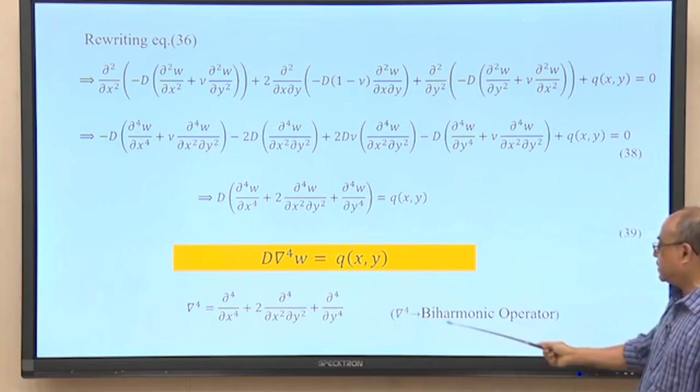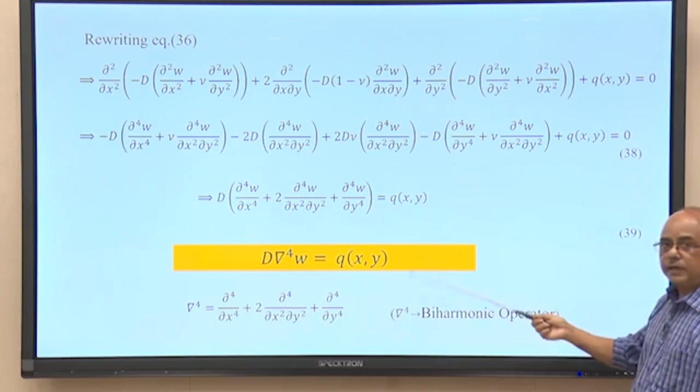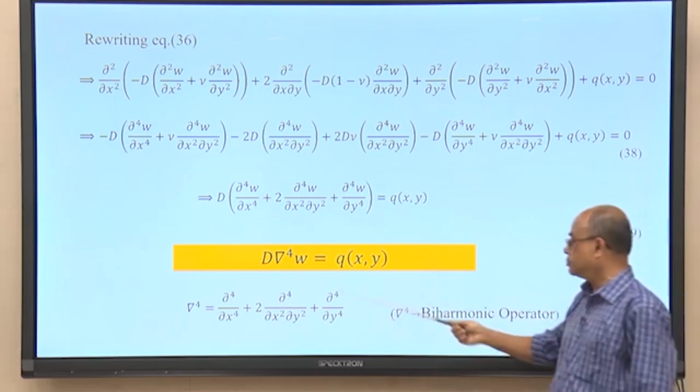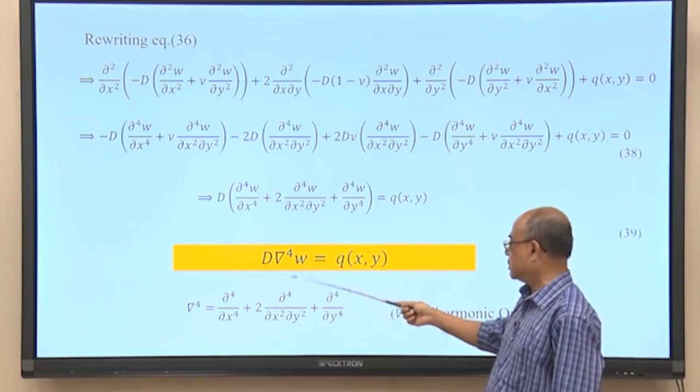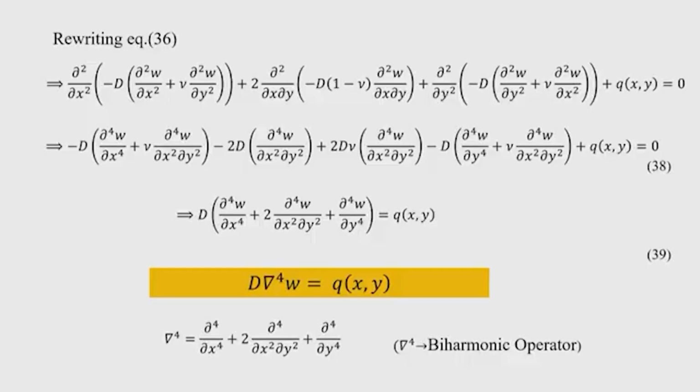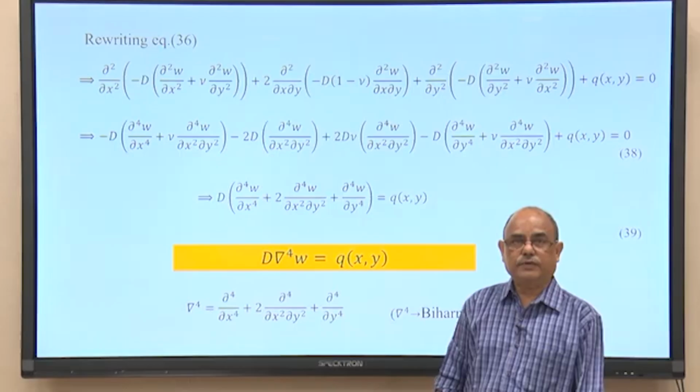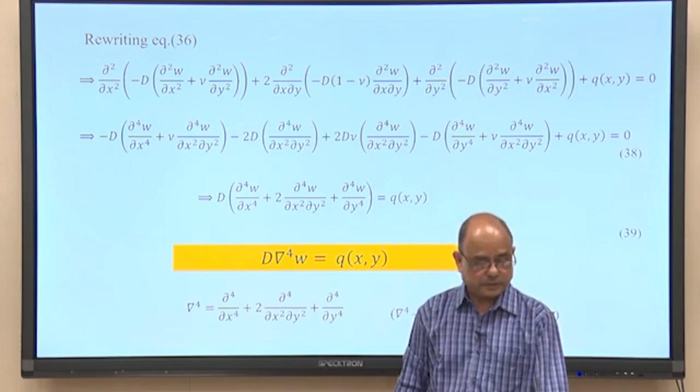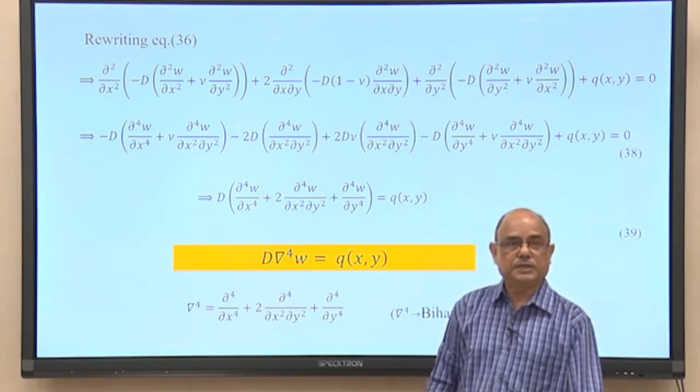This operator is a very well known operator in our mechanics problems, and we should use this equation whenever we write in compact form: D del 4 w equal to q(x,y). Now, there are other possibilities of expressing the plate equations. What are these possibilities? Let us see.